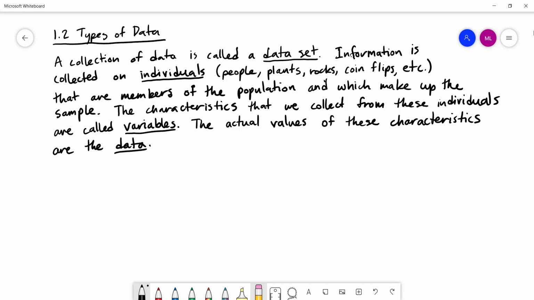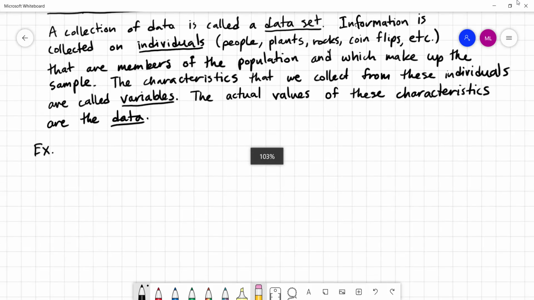And so I just want everybody to be comfortable with these words and know what they mean. We've got a data set, which is just a big collection of data. The individuals are either people or items or events that we're studying. The characteristics that we're interested in from those individuals are what we call variables. And then the actual values of those characteristics are the data. So let's do a quick example to make these a little more concrete.